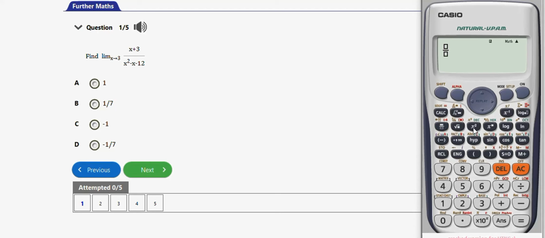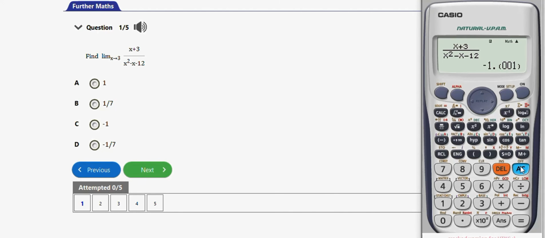So we have x, press alpha and this button for x to come out, plus 3, over alpha x squared minus alpha x minus 12. So that's it. Let's press equal to. So this is the output. To put this in decimal, you press SD. So we have it to be minus 1.001. So minus 1.001 is the same thing as minus 1. We can approximate. So the right answer is option C. It's as simple as this.